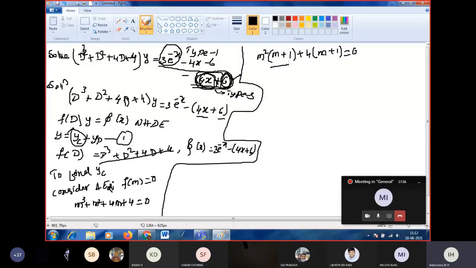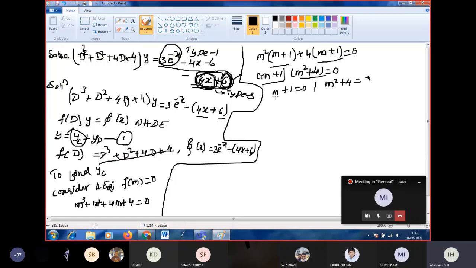Take m plus 1 common. What are we left with? m squared plus 4. So (m plus 1)(m squared plus 4) is equal to 0. It is like a into b equal to 0, which means either a equal to 0 or b equal to 0. That is, m plus 1 is equal to 0 or m squared plus 4 is equal to 0.